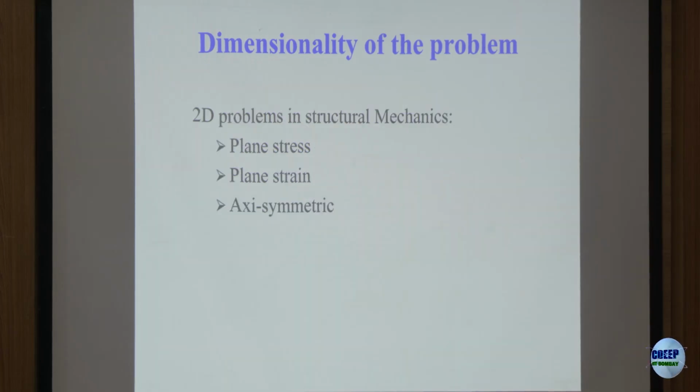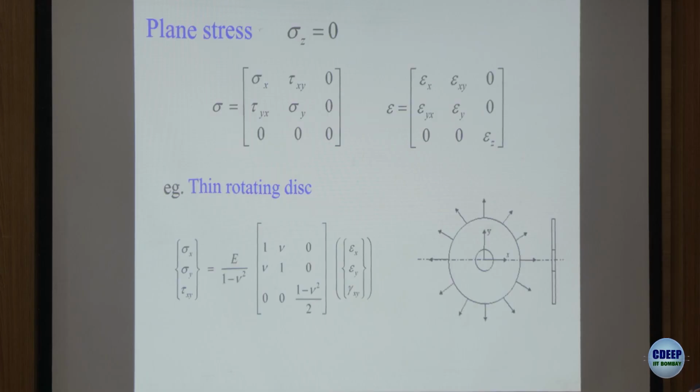Now I will mention with some examples in structural mechanics, say, how a problem becomes a 2-dimensional problem. So I will take 3 specific cases which are listed in this slide: plane stress, plane strain, and axisymmetric. What do we mean by these things, and how does a 3-dimensional problem become 2-dimensional because of this type of a feature? So the first one is plane stress.